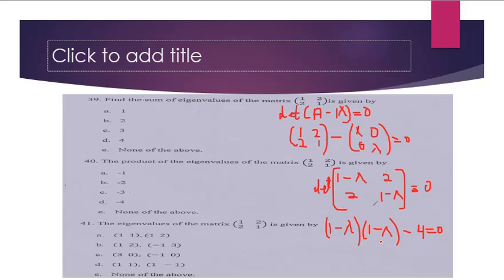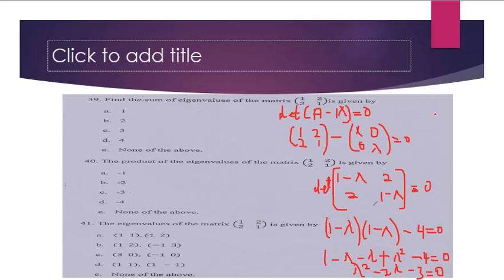So you do your simple cross multiplication. 1 by 1 gives you 1, 1 by minus lambda gives you minus lambda, minus lambda by 1 gives you minus lambda, and minus lambda by minus lambda is positive lambda squared, and then you have minus 4, equated to 0. So let's do the simplification. When you solve this, you have lambda squared minus 2 lambda minus 3. After that we just equate this to 0.